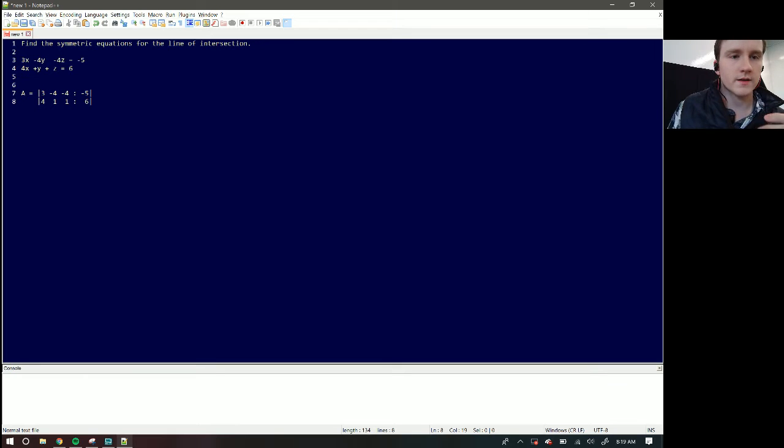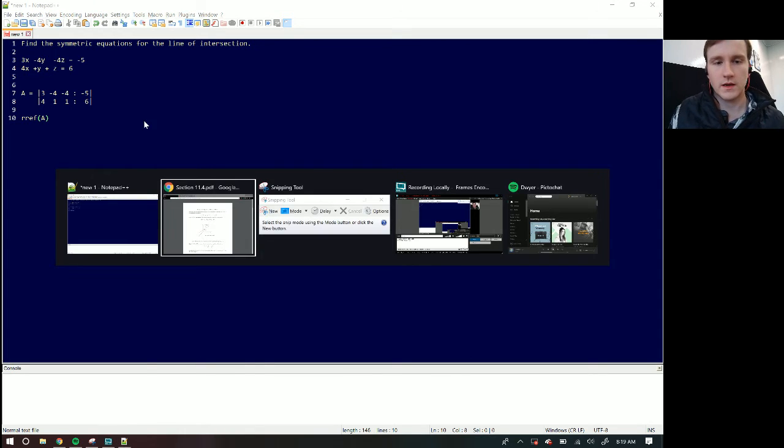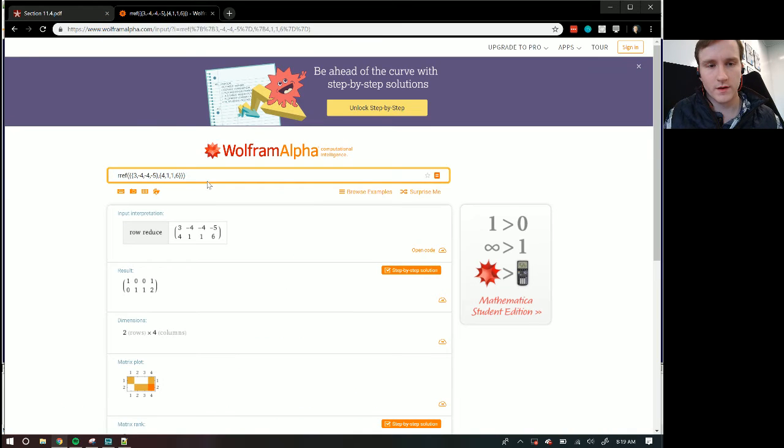If you want to find the relationship between these two equations, we can just row reduce this. So we do reduced row echelon form in your calculator. You can get this by going to the math section and then selecting the function, and then you just put in A. I did this in Wolfram Alpha, and I entered it as a matrix. It gives you the solution here: 1, 0, 0, 1, 0, 1, 1, 2.